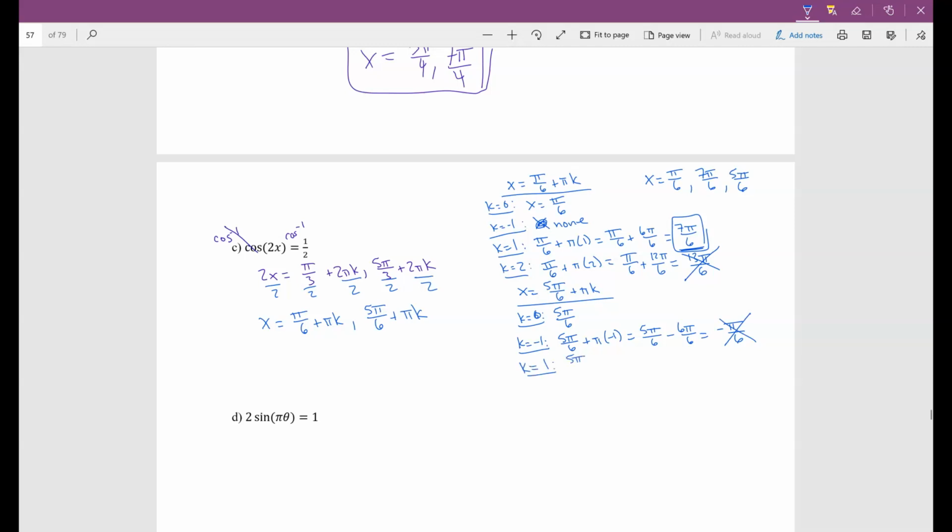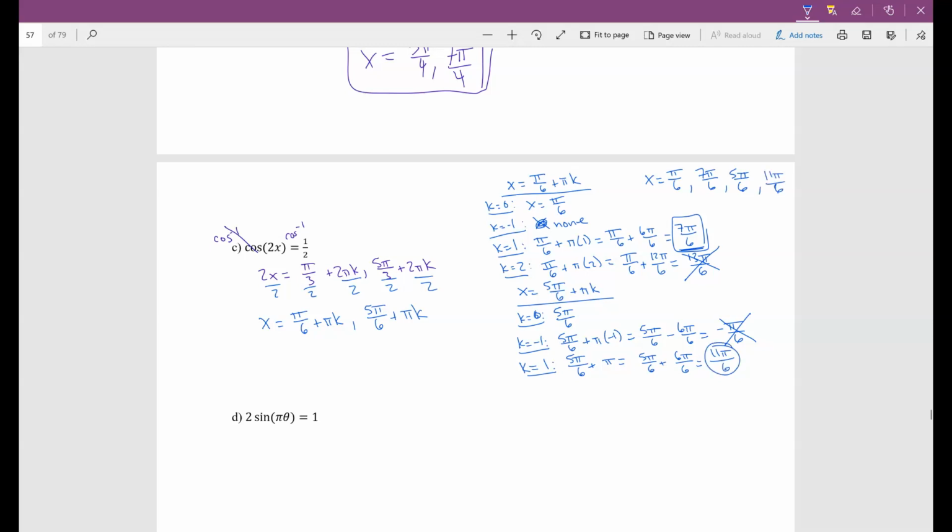So get 5 pi over 6 plus pi. That's going to give me 5 pi over 6 plus 6 pi over 6. That's going to give me 11 pi over 6. Okay, so that one is also here. So we would have missed that one too. Okay, so that's what we get, 11 pi over 6.